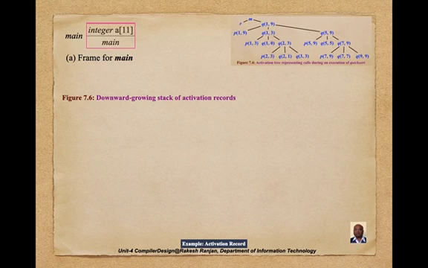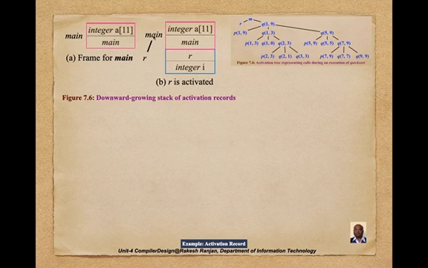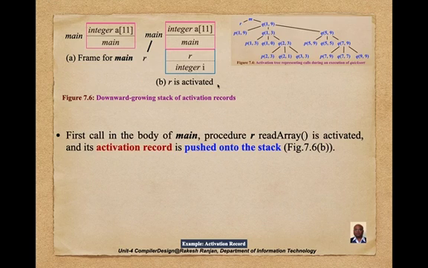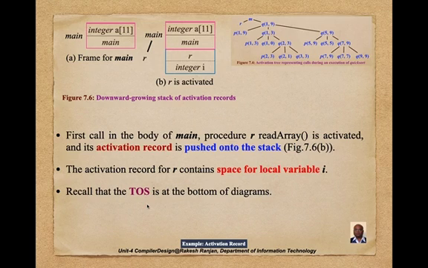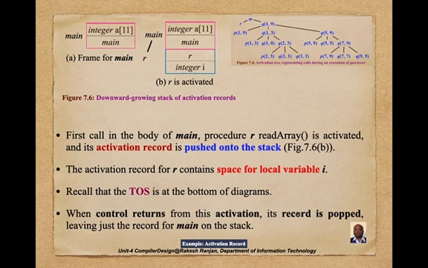Next, from main we call R, which is readarray. The downward growing stack is here. Just below the main function we add R and integer i. Integer i is the local variable of the readarray function. At the top of the stack we have the readarray activation. When control returns, the activation record is popped. Once readarray is completed, this part will be popped, and after that quicksort will be called, which we will see in the next slide.